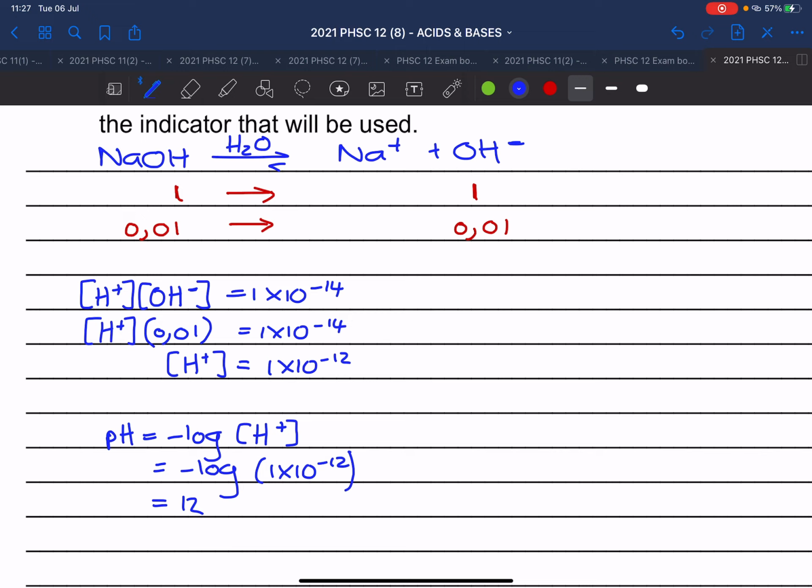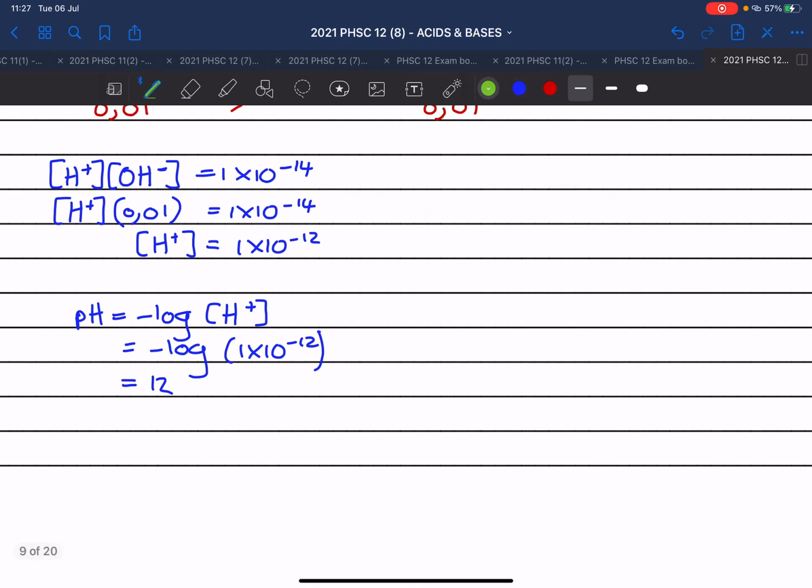It's more to the alkali side. Is sodium hydroxide alkali? Yes. Is it a strong base? Yes. So a pH of 12 does make sense. Which indicator must we use? Phenolphthalein. I think it's in English.